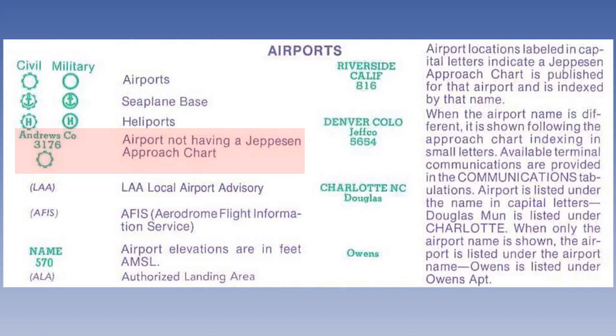Airport names in initial capitals denote that the airport does not have a Jeppesen approach chart, whereas airport names in capital letters indicate that there is a Jeppesen approach chart for that airport. Where there are two names, the chart is filed under the name that is in capitals. When you are ready, move to the next section entitled Airway and Route Components.